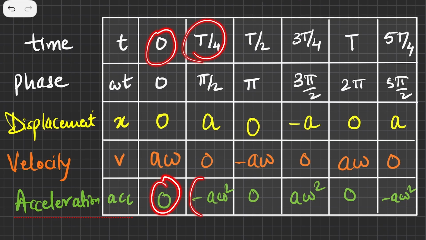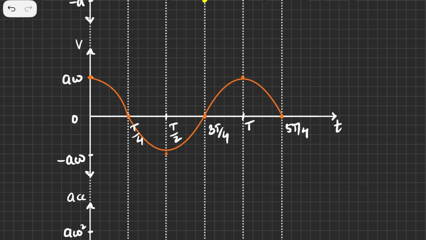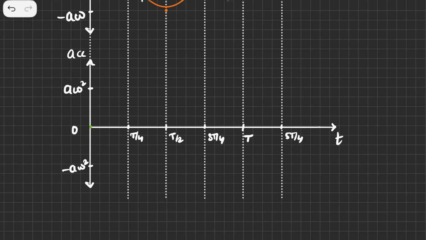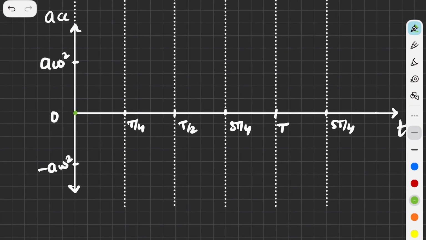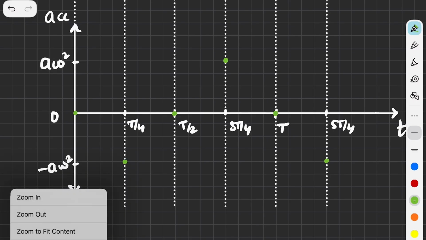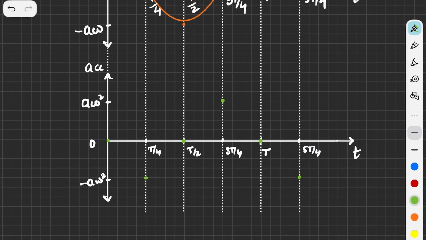Then at t by 4, it goes to minus a omega square. So it starts from 0 and goes to the negative side. Then it will go to 0, then it will go to the positive maximum, then it goes to 0, then it goes to the negative maximum. So this is the way it works. You see, it's a very easy kind of thing. And then I'll just join the graph.